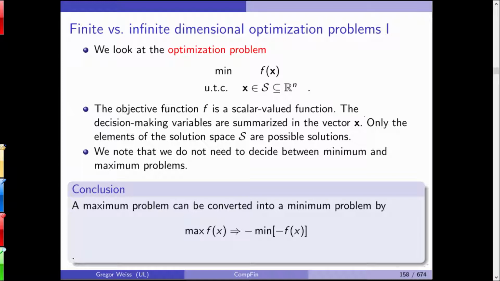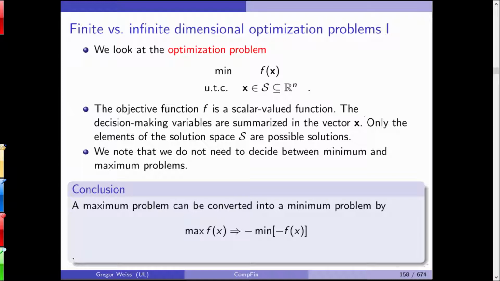Please note that actually it is no problem to exclusively look at minimization problems. Why? Because if you minimize a function, you can simply switch it to a maximization problem. How would you do it? If you want to maximize f, you simply take the negative of the minimum of minus f. And then the minimization of this function is equivalent to the maximization of the function itself.